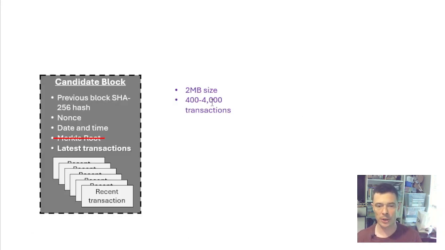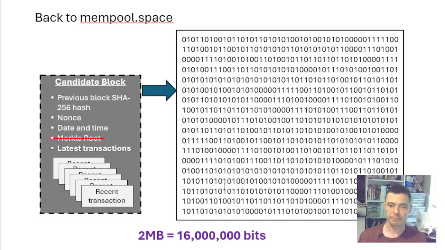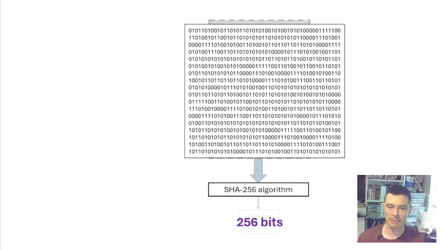And as we saw earlier, the candidate block is going to be about this size, have this many transactions. You can think of this data as, and literally it's just a big pile of zeros and ones. To be exact, it is 16 million zeros and ones, 16 million bits, which will make up about 2 megabytes. And this is what's going to pass through the SHA-256.